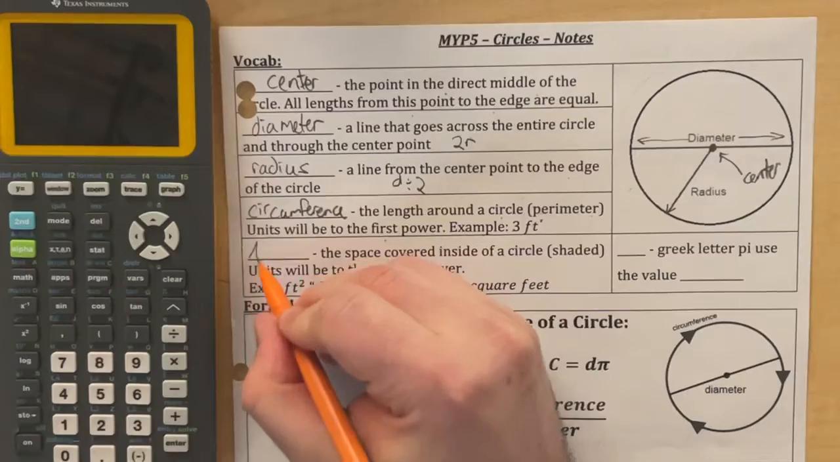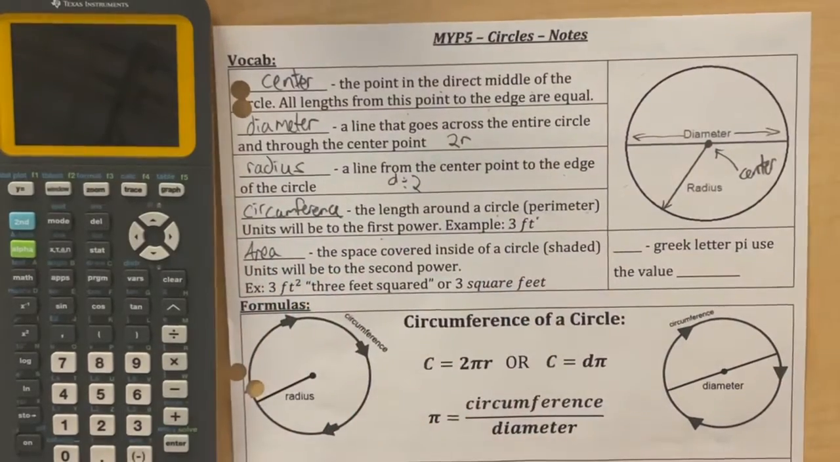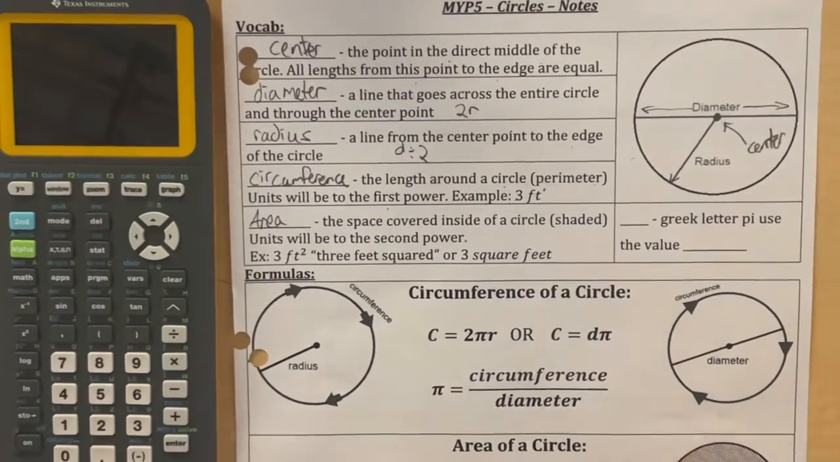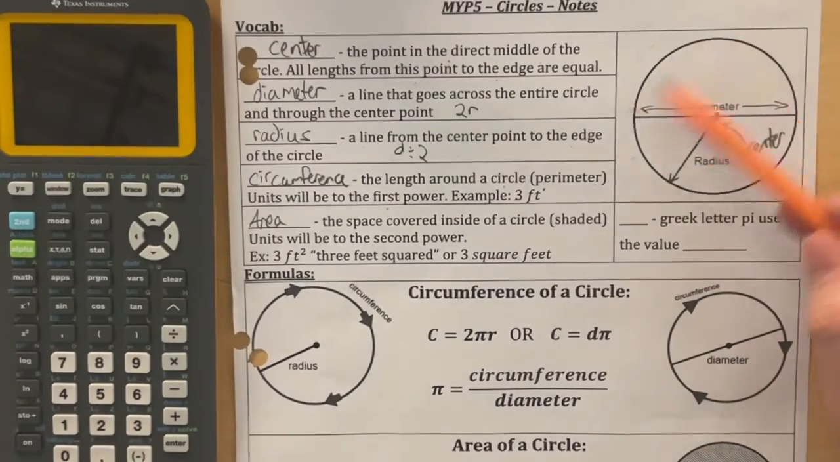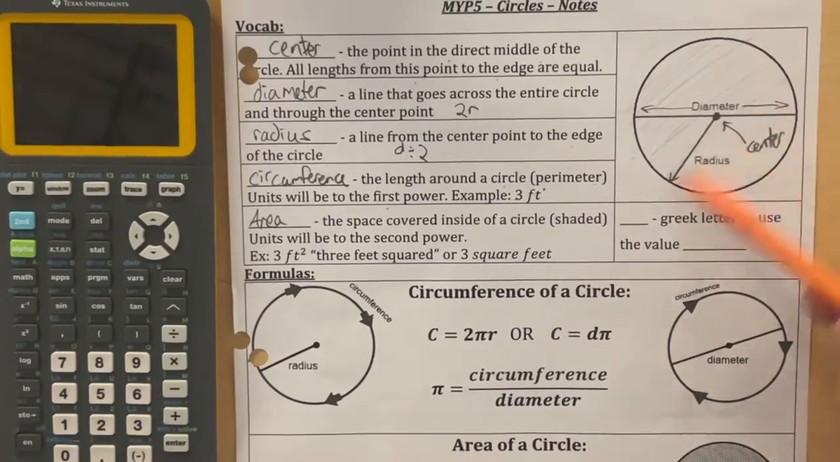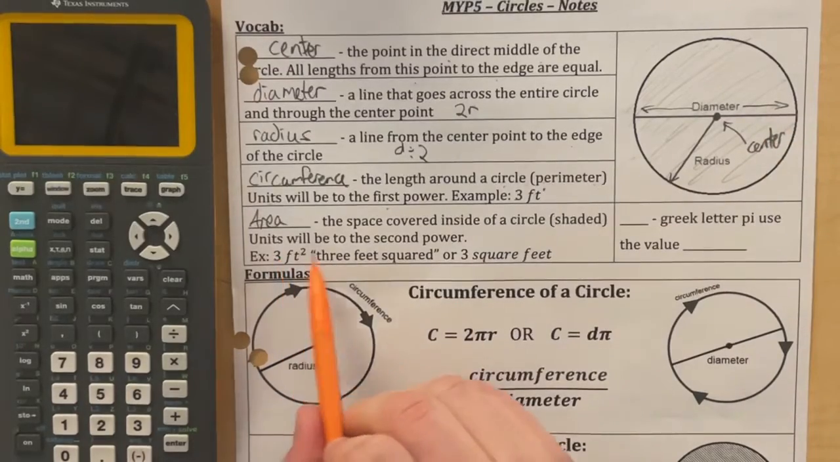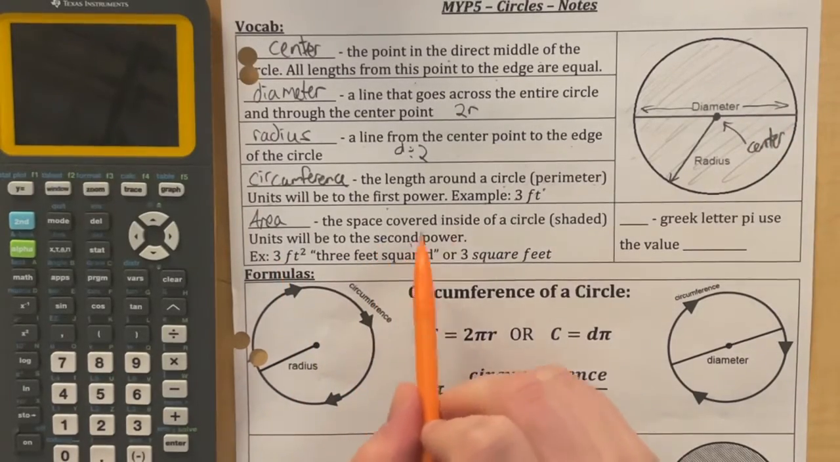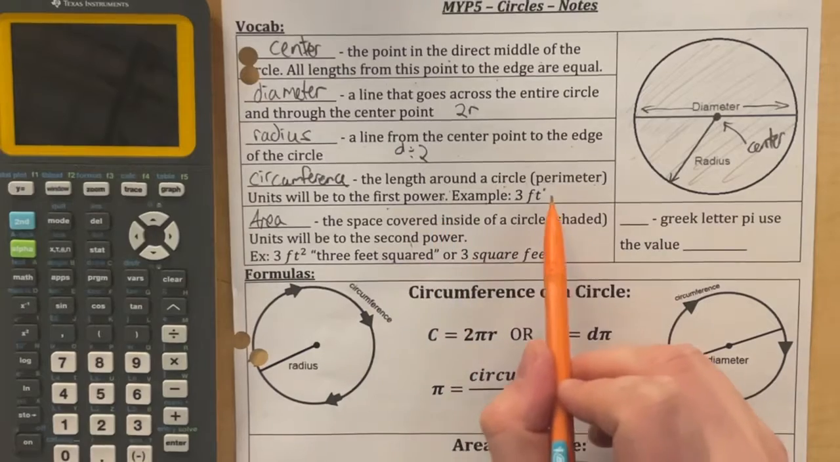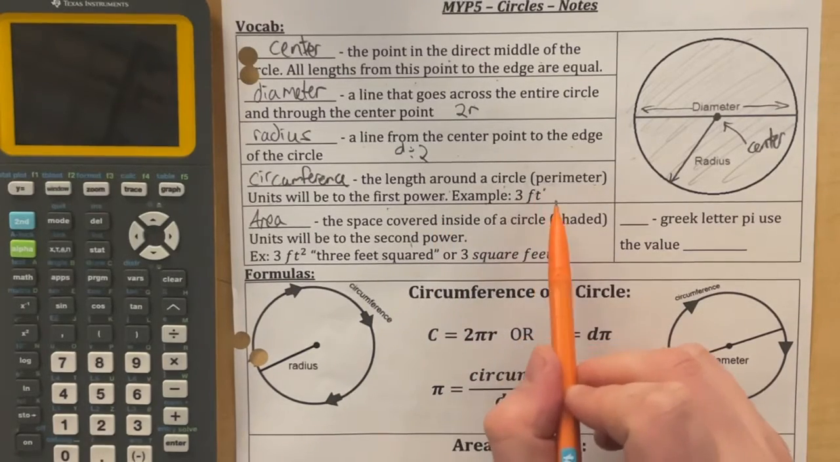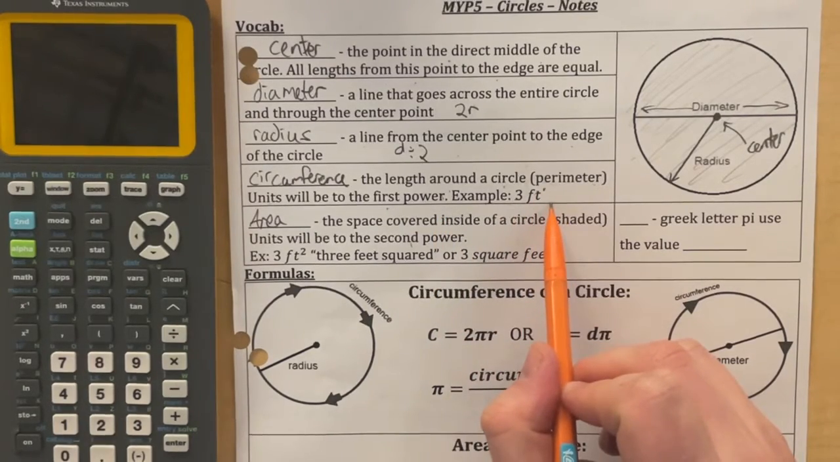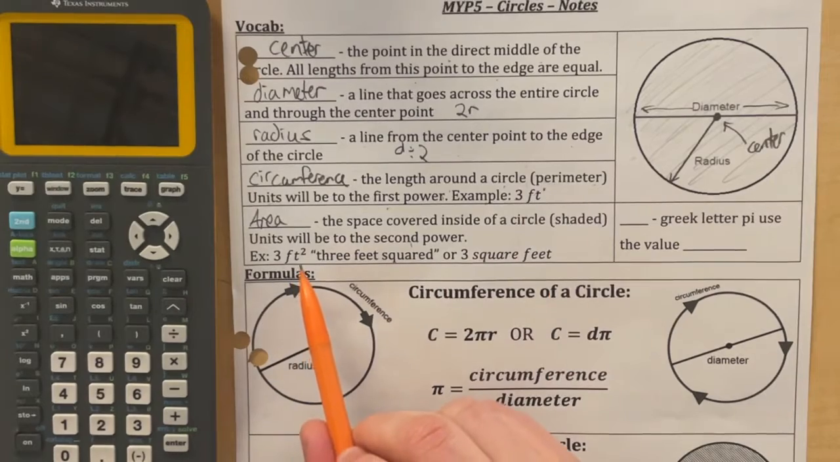However, the area is going to be the space covered inside of the circle. So when we're working with it, we're talking about the shaded amount inside the circle. Our units will be to the second power. So make sure you're noticing those two different things. Again, circumference is just the units, and then area is going to be the units squared.